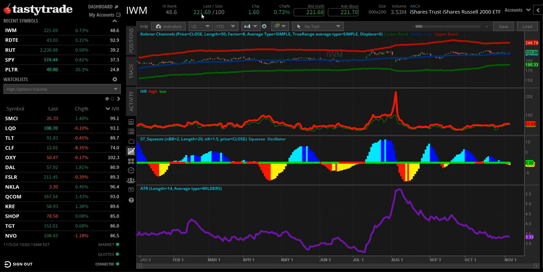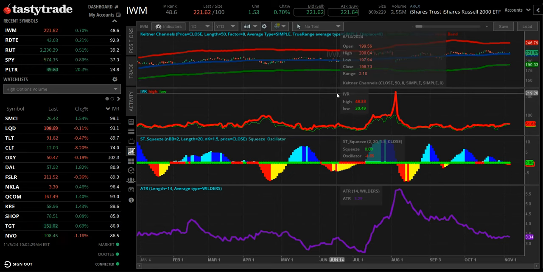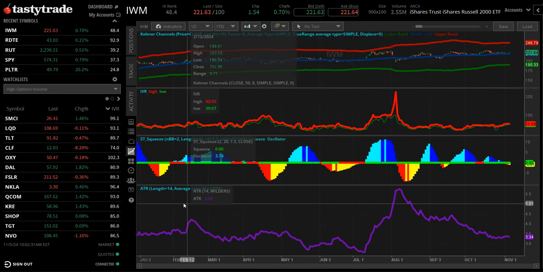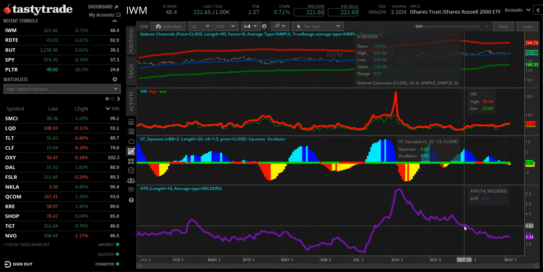There's only risk to the downside, but the downside is going to be so far away from the money that if I get assigned, I might do the covered call and still collect the income. So what do we have? These are the indicators that I use. The most important one to me is the ATR, average true range, right here.